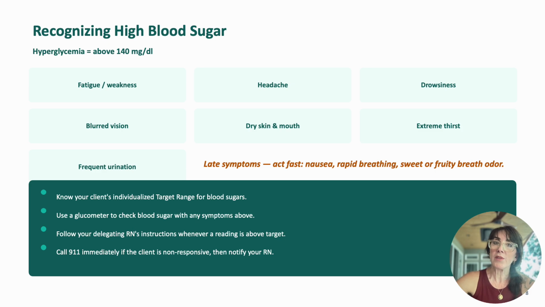You should also be aware of the signs of high blood sugar, which can include fatigue and weakness, headache, drowsiness, extreme thirst, or dry mouth. Very late symptoms can include nausea, very rapid breathing, or a sweet, fruity breath odor. That too can be a 911 emergency.